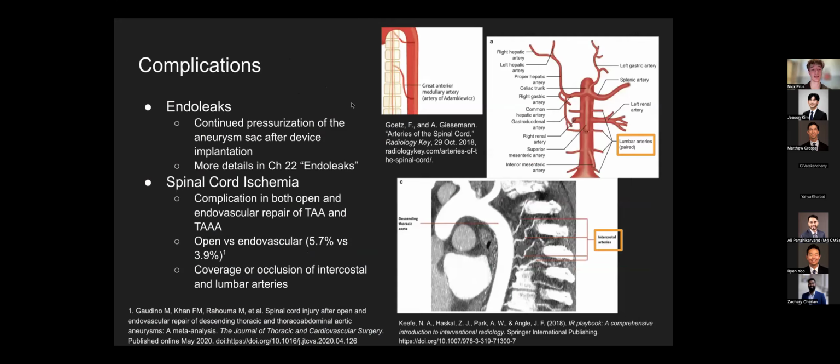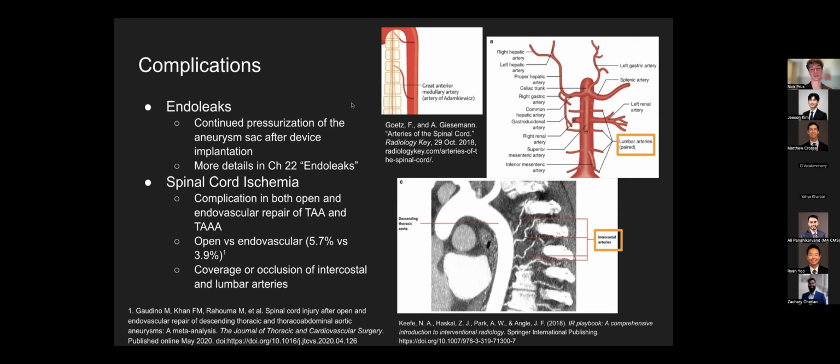So in endoleaks, an endoleak occurs when there's a continued pressurization of the aneurysm sac after device implementation. I talked about that there's 5 different types of endoleaks. Type 2 endoleaks are the most common. Once again, more details to come in chapter 22.